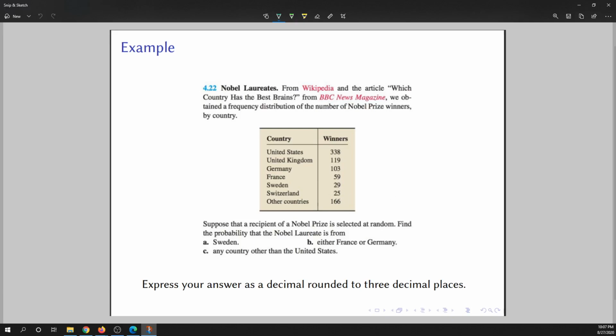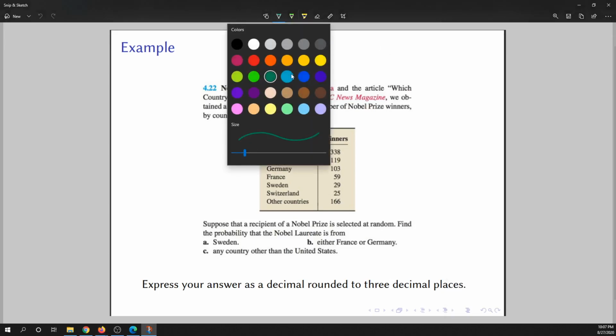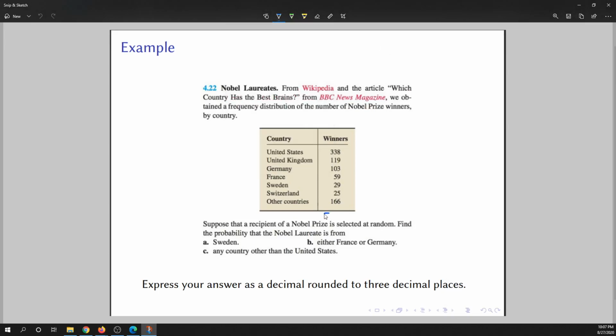So I've already done that right here, and you can see I came up with 839. So I'm going to write that number down here. That's the total of this column, 839.